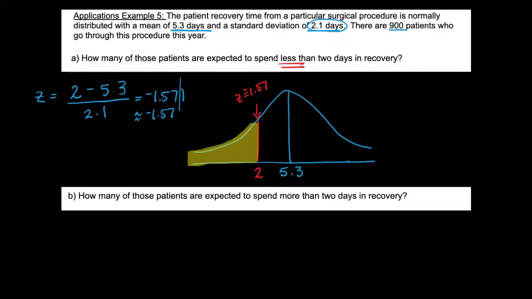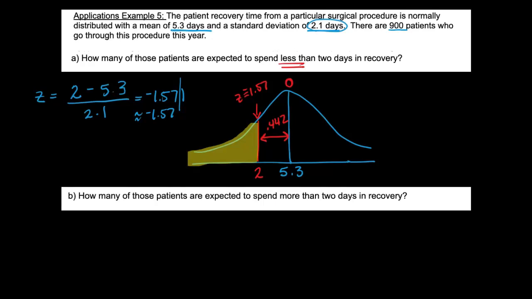So I'm going to go back to my problem and label this area here. Remember, the z-score chart gives us the area between the z-score and the middle, 0. And so you can think of 5.3 as a z-score of 0. And so that area is 0.442. Well, I don't want that area. I want this yellow shaded area on the left-hand side.